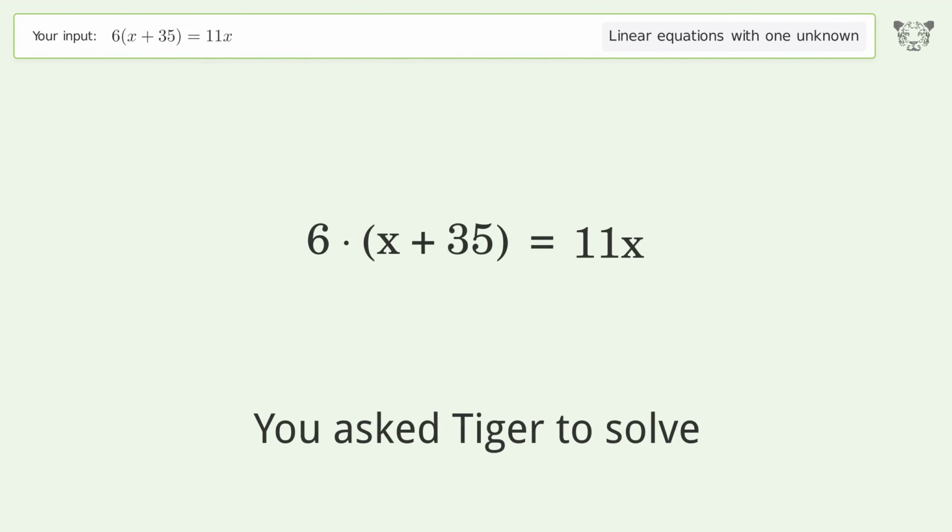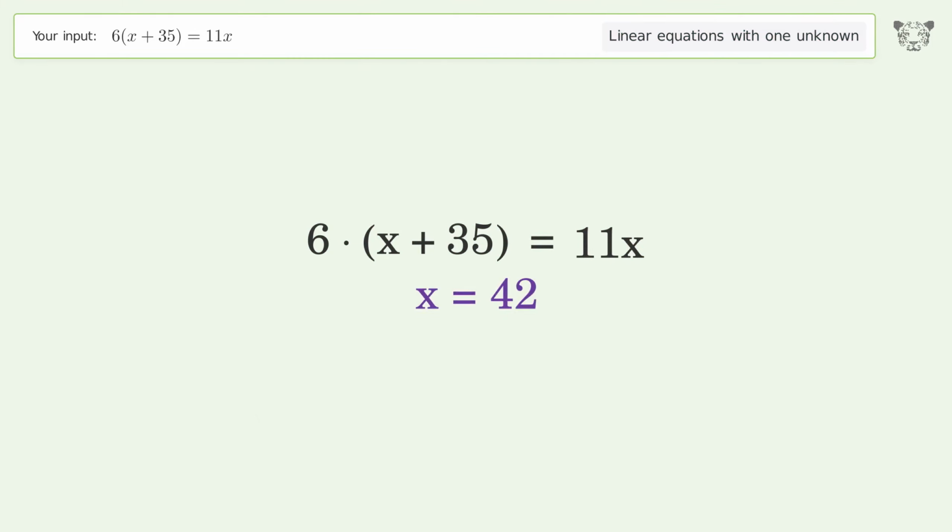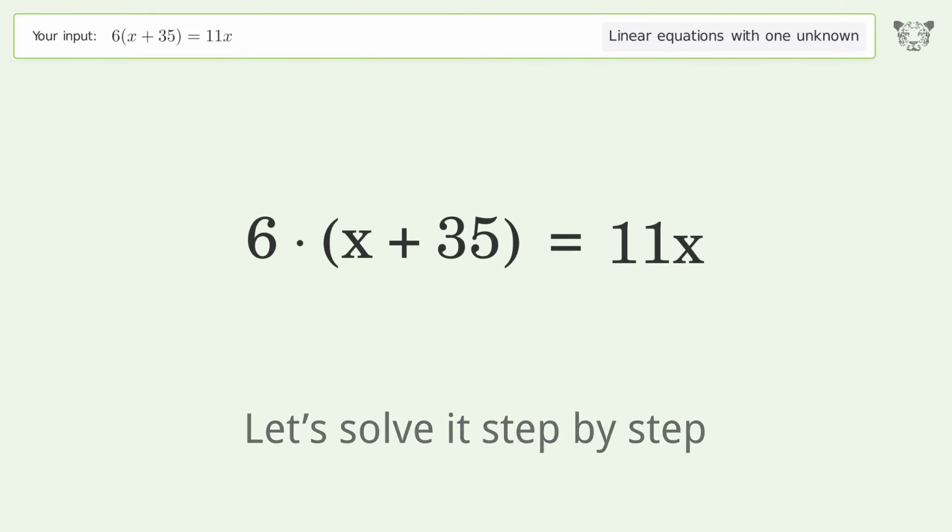You ask Tiger to solve. This deals with linear equations with one unknown. The final result is x equals 42. Let's solve it step by step.